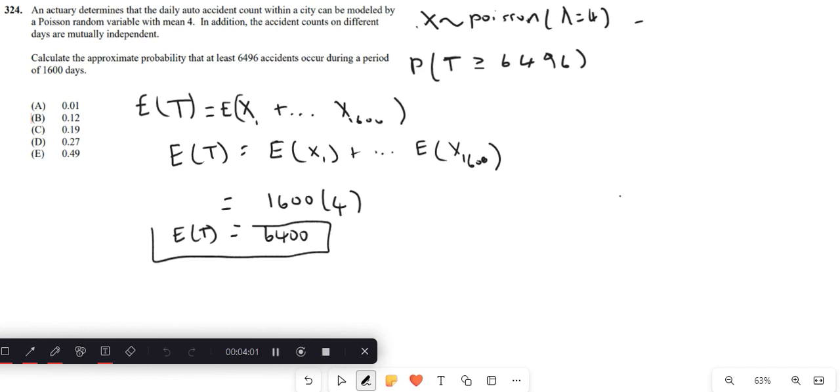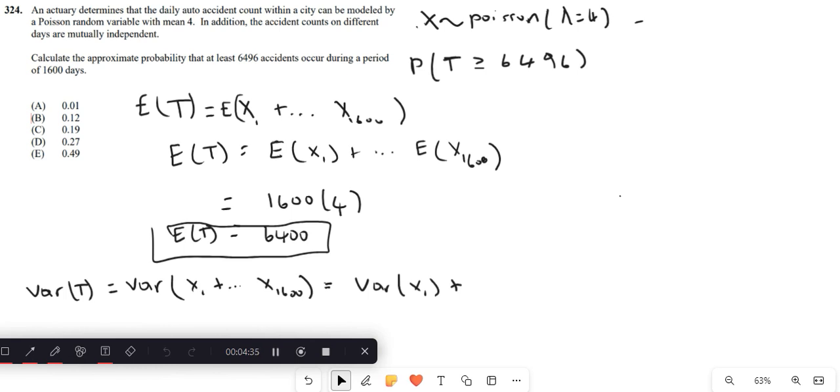Now we need to calculate the variance of T. The variance of T is equal to the variance of X1 plus up to X1600. We're summing 1600 independent and identically distributed random variables. So we break it up like this: variance of X1 up to the variance of the 1600th variable.